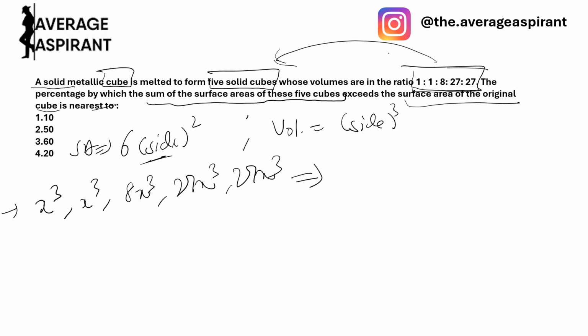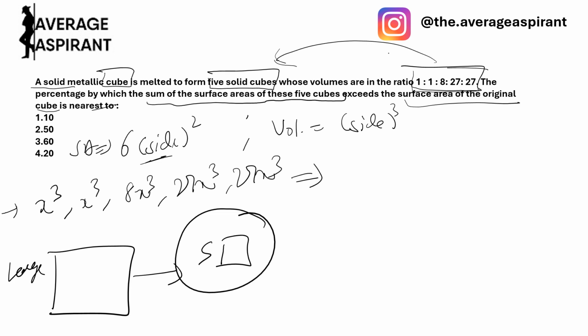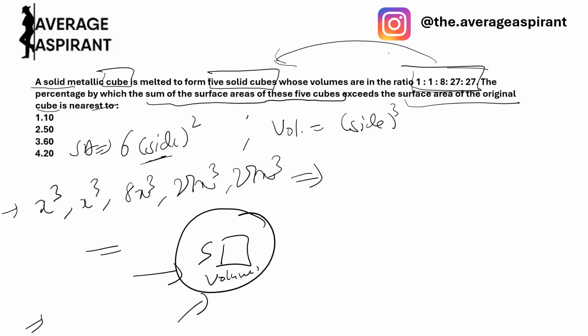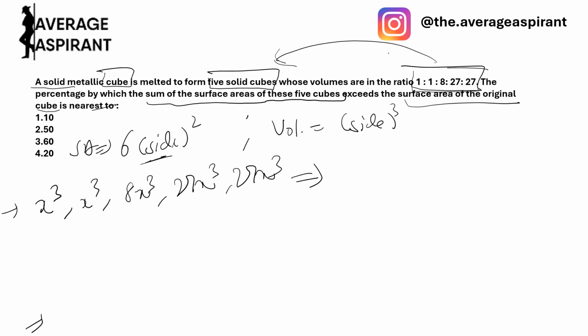And because these 5 smaller cubes were made out of a larger cube, if you add the volumes of these 5 cubes, you will get the volume of the larger cube. But this is not true for surface area because the number of surfaces are different, but the volume always remains the same. So what is the total volume of this? 27 plus 27, 54. 54 plus 10 is 64 x cube. This is the total volume, and this is equal to what?